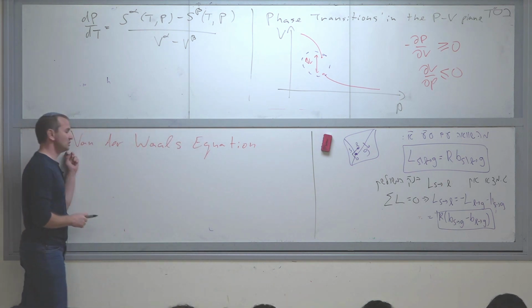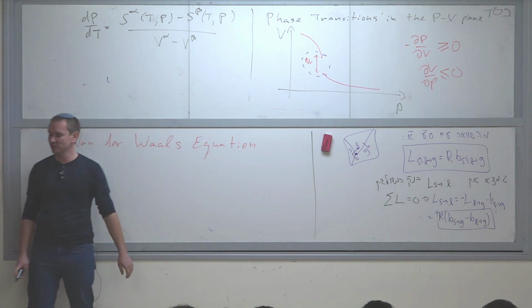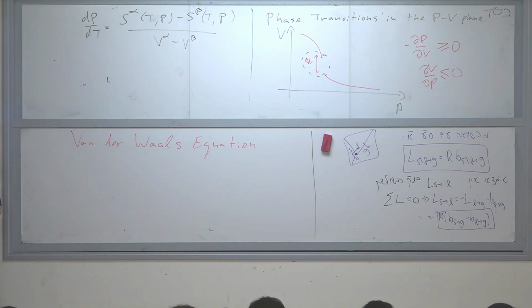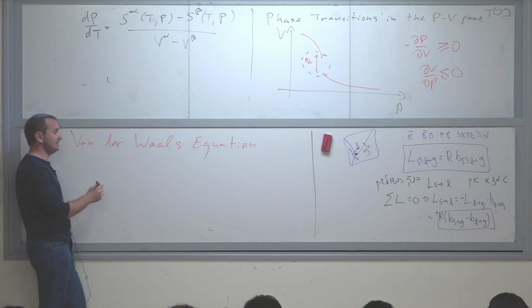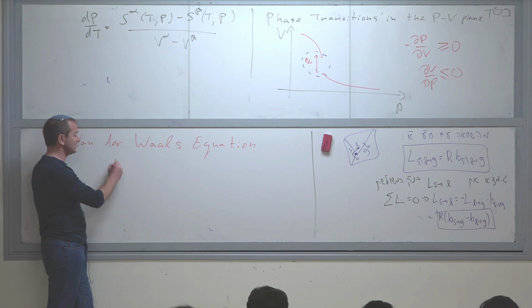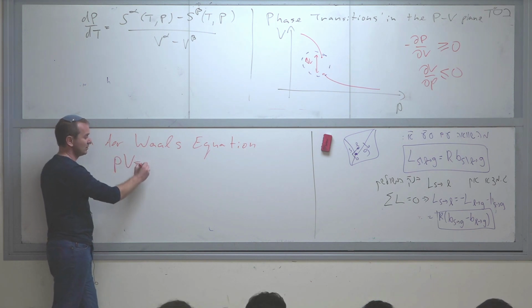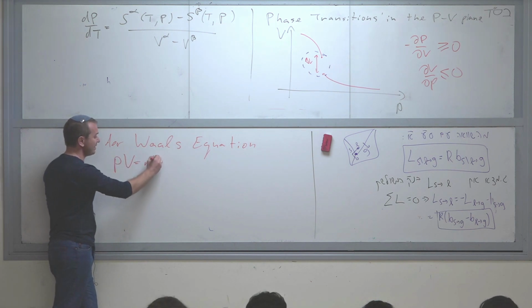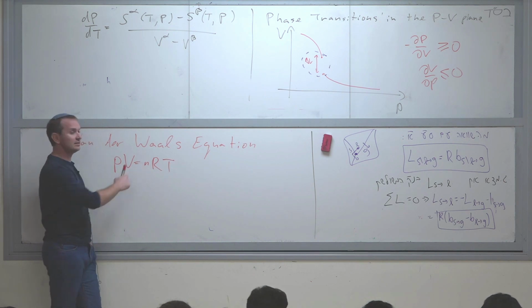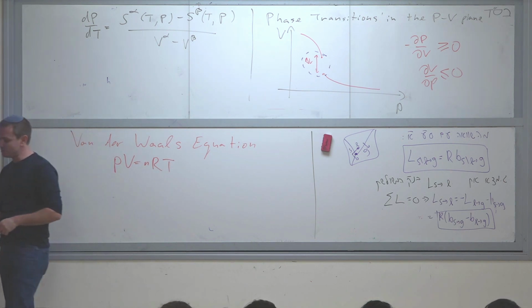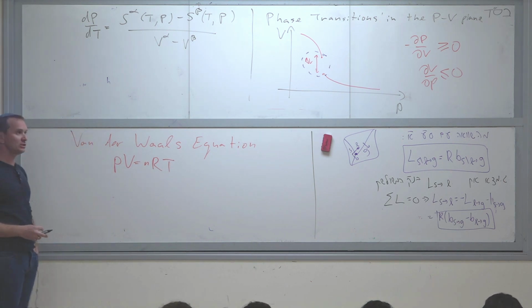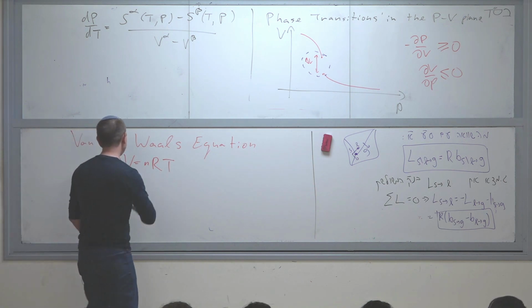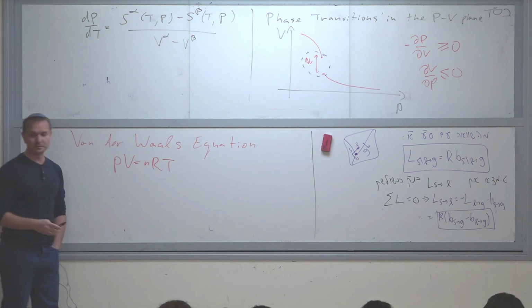It was derived by van der Waals. And his starting point was the ideal gas equation. What is the ideal gas equation? PV equals nRT. n is the number of moles that I have in my system, T is temperature, R is a gas constant, P is pressure, V is volume.